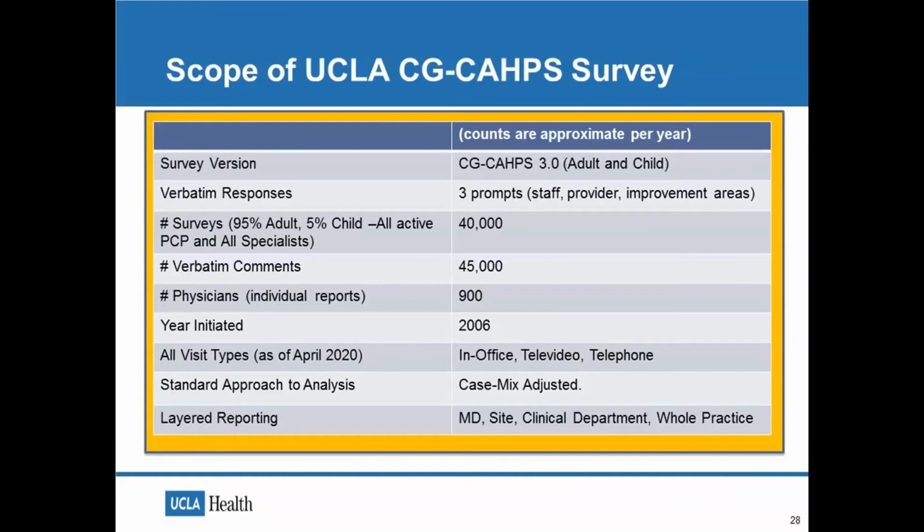We've been doing this for a very long time. We started with the very early versions of CG CAHPS in 2006. And it's probably of interest that since last April, we've included all visit types in the survey: in office or in person, televideo, and telephone. We have a standard analysis approach, which includes case mix adjustment, and we have layered reporting, both for the individual physician, for site managers, for clinical department chairs, and the whole practice.